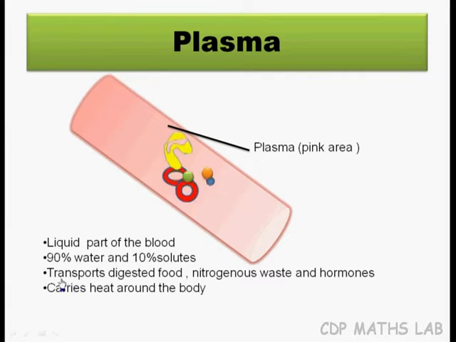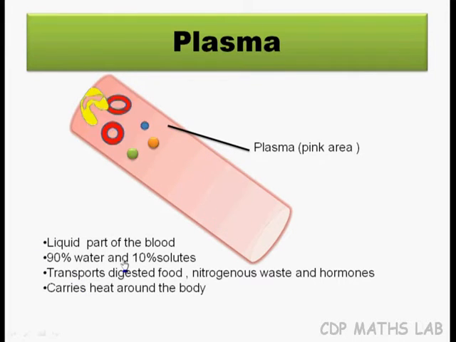Now the plasma, it transports what? Digested food, nitrogenous waste, and hormones, and it also carries heat around the body. So this is the function and characteristics of the plasma.